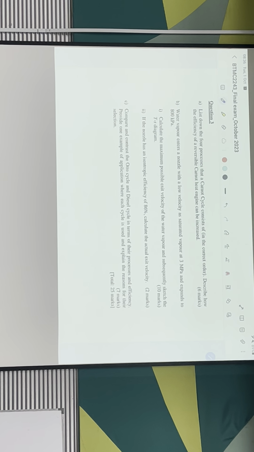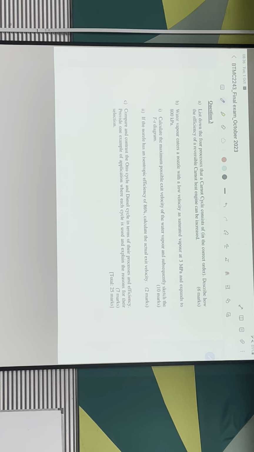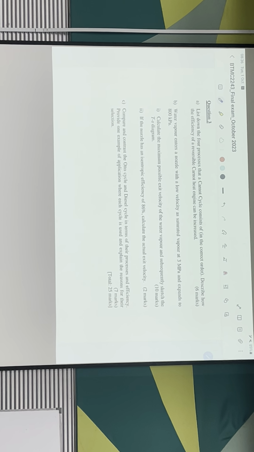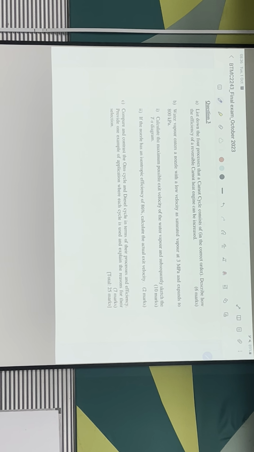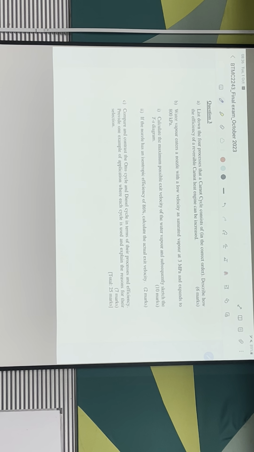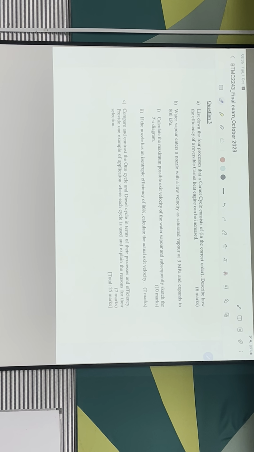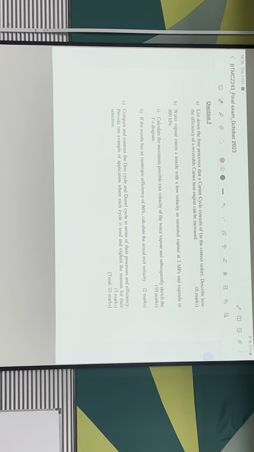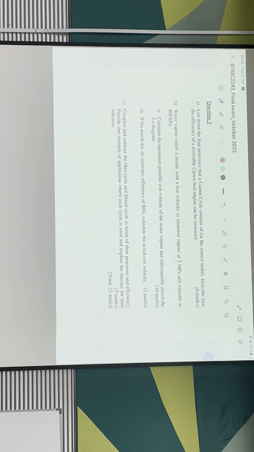Okay, so we look at question 3A first. List down the 4 processes that a Carnot cycle consists of. So this one, in the correct order, actually it doesn't really matter which one you want to start with, but it should go in the same flow. So I won't talk about this, you can just check the notes for this. So you need the 4 processes of a Carnot cycle.